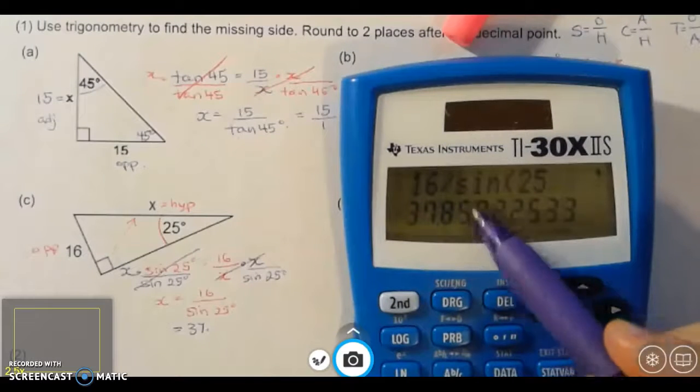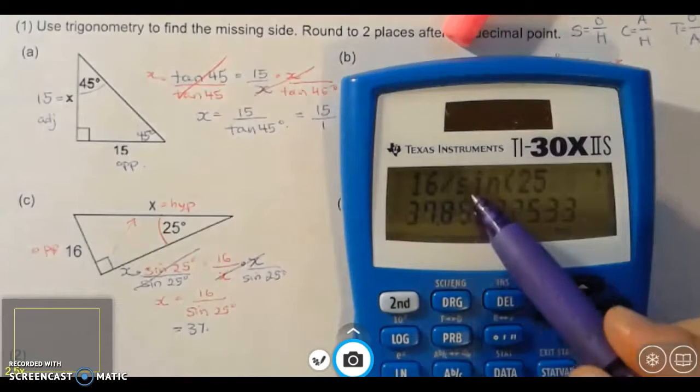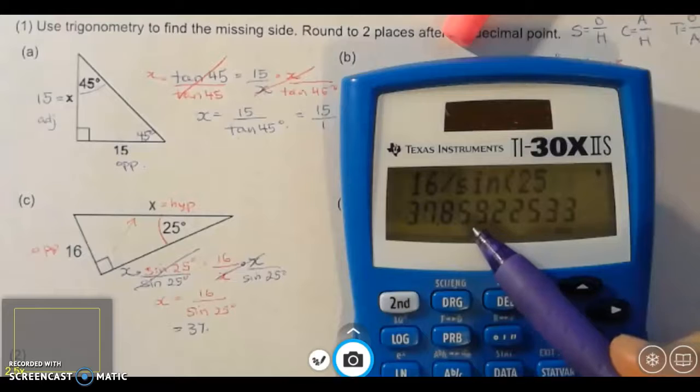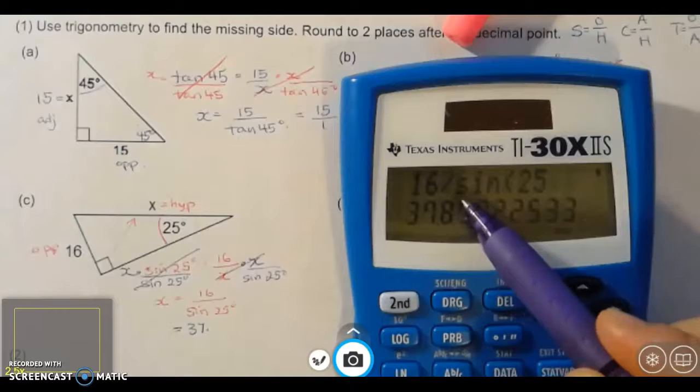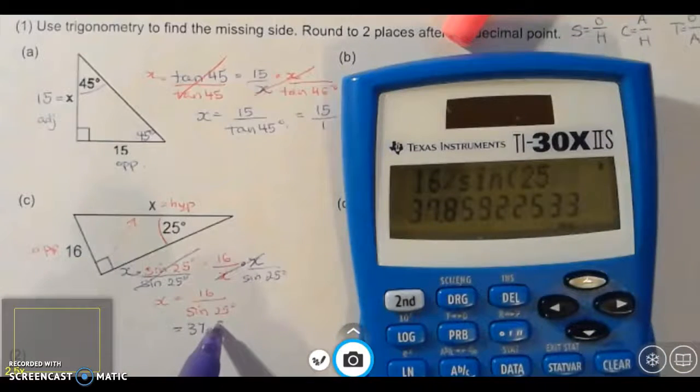37.85. Now I need 2 decimal places. That means I'm going to cut off after the 5. So before I do that, I need to look at the next digit, which is 9. Since 9 is bigger than 5, I need to round this up, so that becomes 37.86.